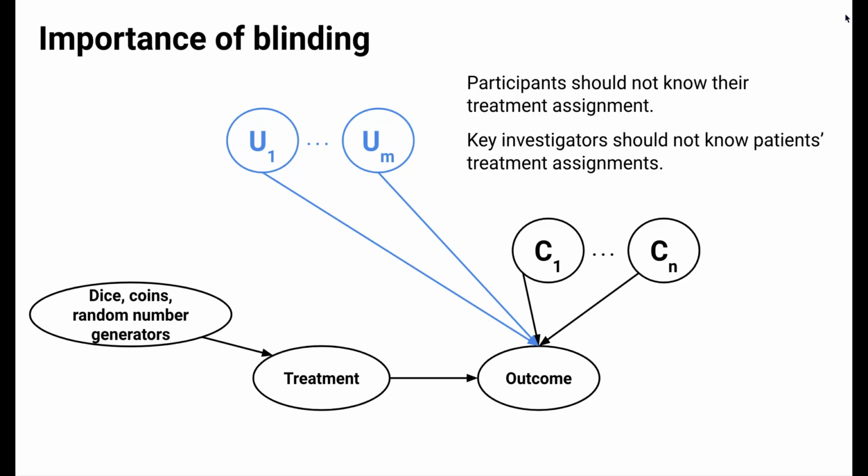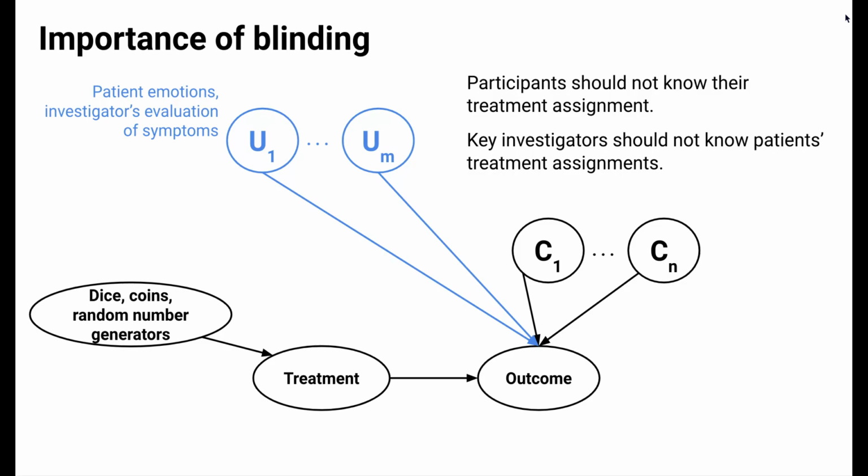Another important issue in randomized trials is that of blinding. Blinding refers to the fact that participants should not know their treatment assignment, and certain investigators should not know patients' treatment assignments. If this blinding does not happen, confounding can creep back in. How?